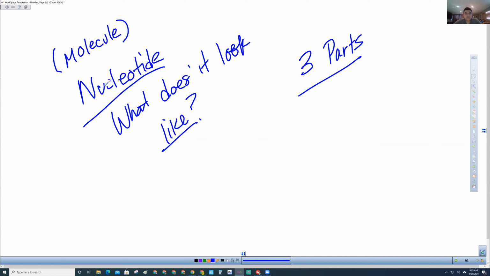If we know that a nucleotide is a molecule, then we know that this nucleotide is made out of what? Well, what's a molecule made out of? Atoms. So we know that a nucleotide is made out of atoms, right? And so now this molecule can be broken. You can basically divide it into 3 parts.